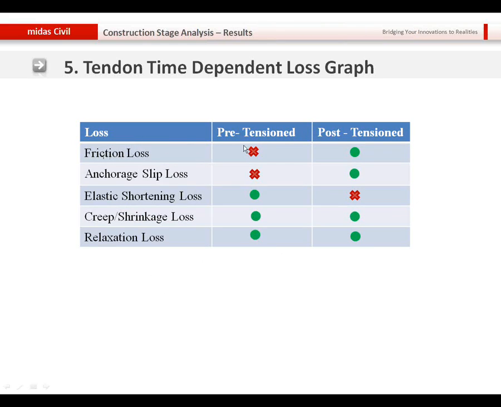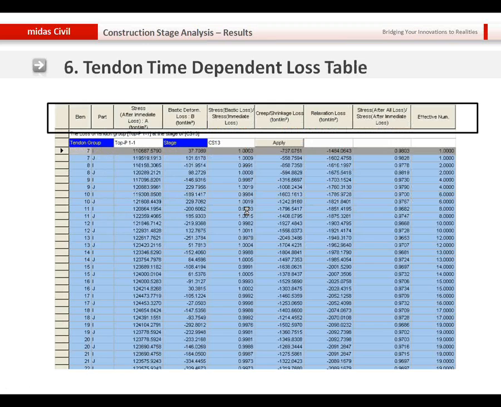The friction loss is considered in post-tension, anchorage in post-tension, and the elastic shortening loss is considered in pre-tension. But the elastic shortening loss due to staged post-tensioning can be considered in post-tension girders. The creep and shrinkage loss and the relaxation loss are considered in both of them. So this is a table that is generated when the user selects the tendon table for the tendon loss.